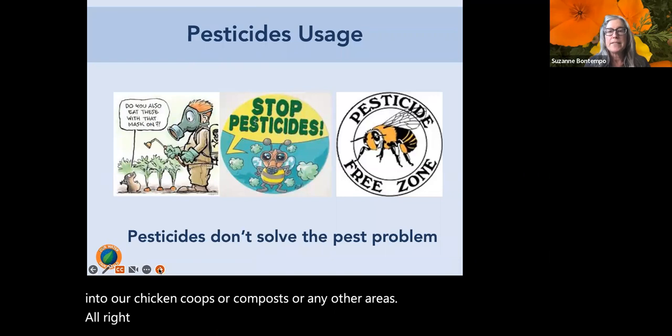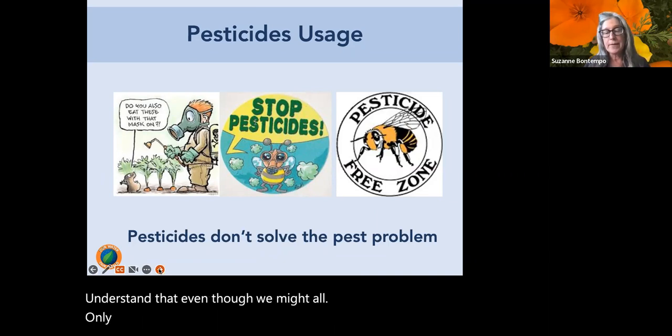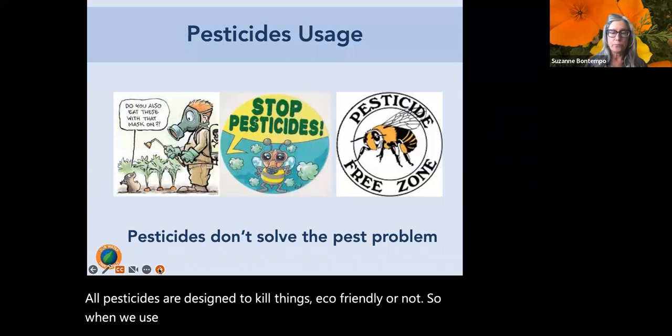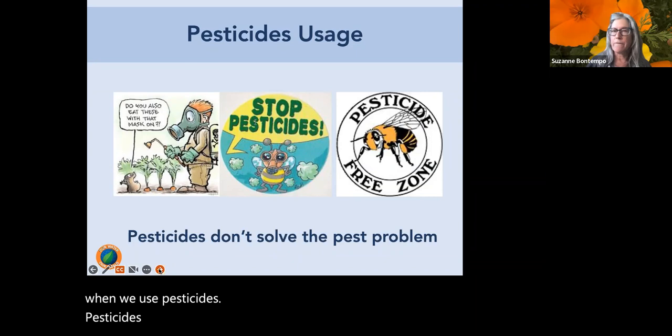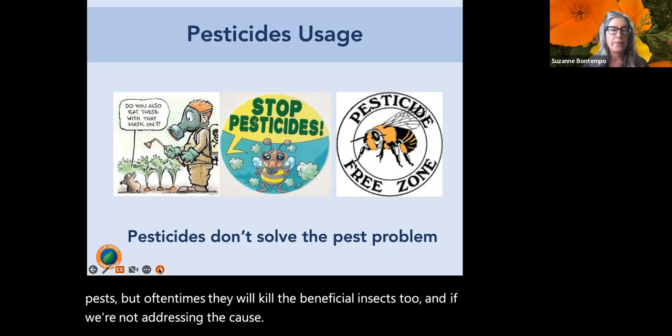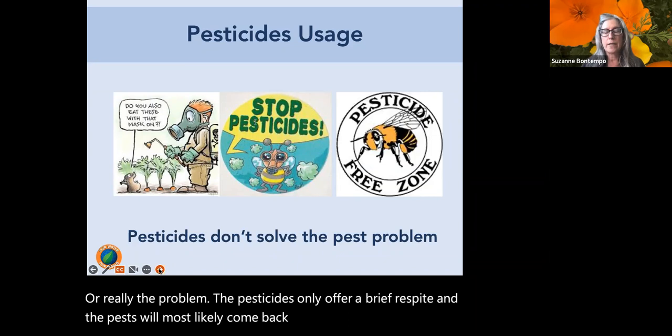All right, pesticide usage. Understand that even though we might all only be using eco-friendly pesticides, all pesticides are designed to kill things, eco-friendly or not. So when we use pesticides, they don't necessarily solve the pest problem. They kill the pests, but oftentimes they will kill the beneficial insects too. And if we're not addressing the cause or really the problem, the pesticides only offer a brief respite and the pest will most likely come back. So this is something to really keep in mind.